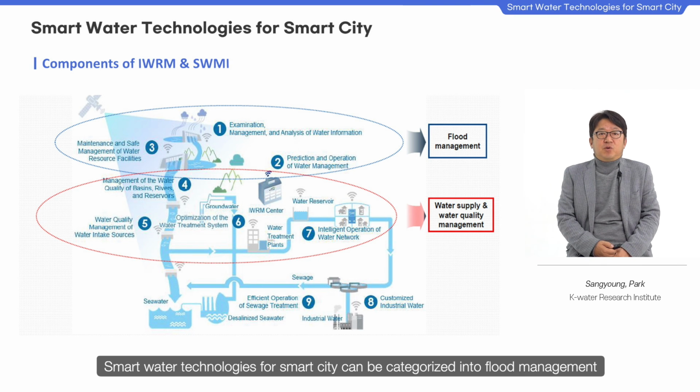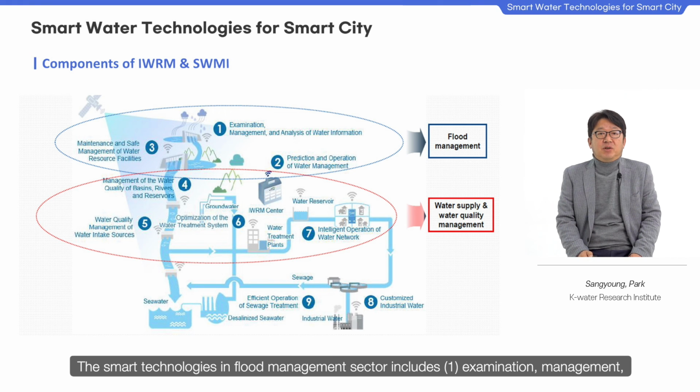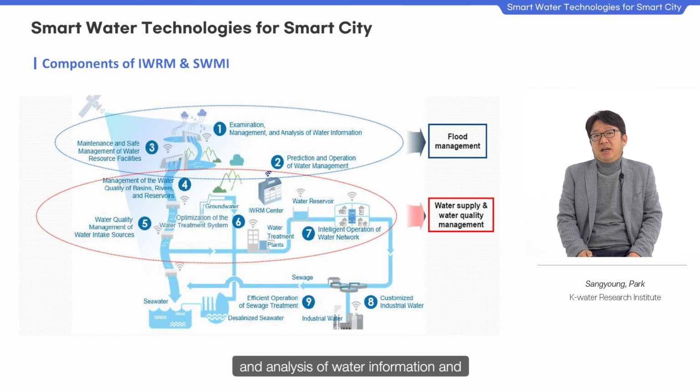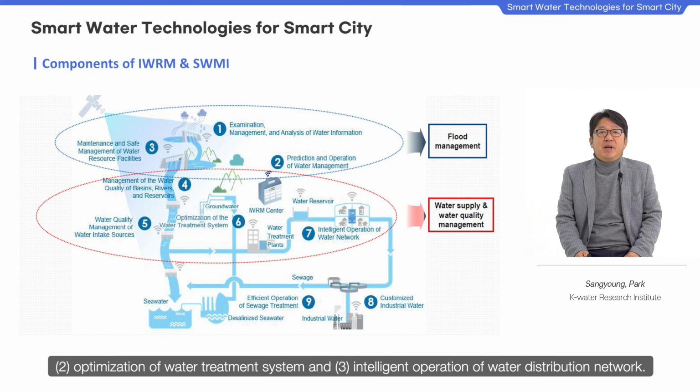Smart water technologies for smart city can be categorized into flood management and water supply and water quality management sectors. The smart technologies in the flood management sector include examination, management, and analysis of water information, and also prediction and operation of water management, and maintenance and safe management of water resources facilities. The water supply and water quality management sector includes management of water quality of basins, rivers, and reservoirs, optimization of water treatment system, and also intelligent operation of water distribution network.